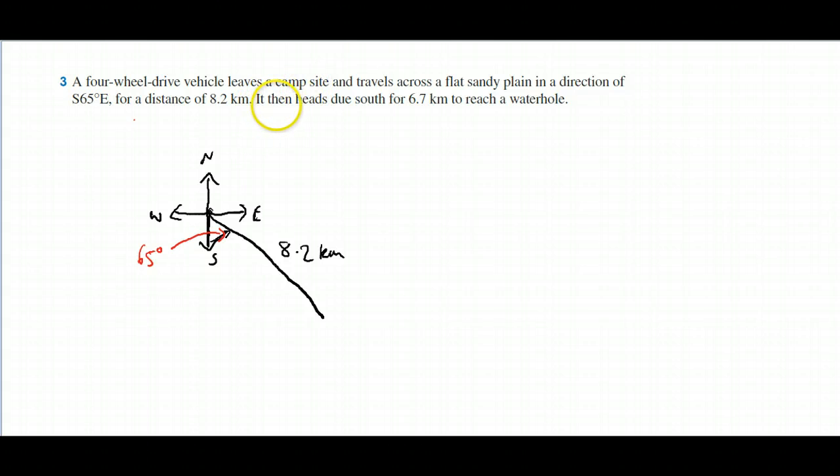Okay, so and then it says it then heads due south for 6.7 kilometers. So they've obviously reached a point here, and then they've turned south at that point, so they've gone straight down for 6.7 kilometers to reach a waterhole.